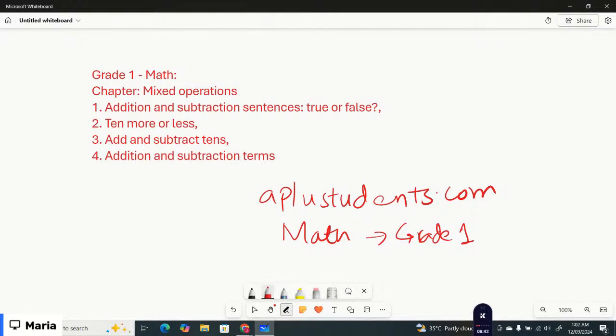We're going to start with the chapter mixed operations. The lessons we're going to cover today are addition and subtraction sentences true or false, 10 more or less, add and subtract, and addition and subtraction terms. So please make sure you have your notebook and pencil so that you can note down the important examples and definitions as well.